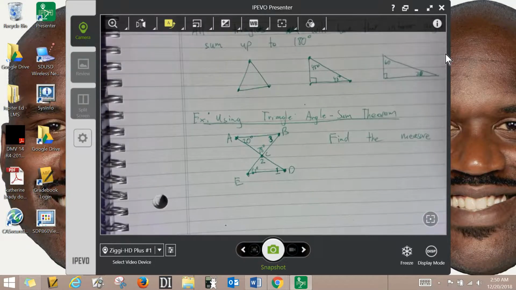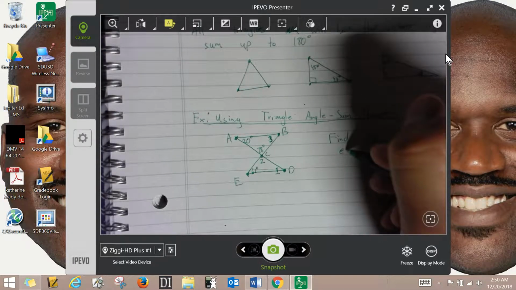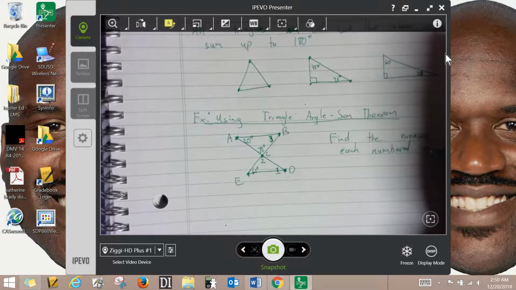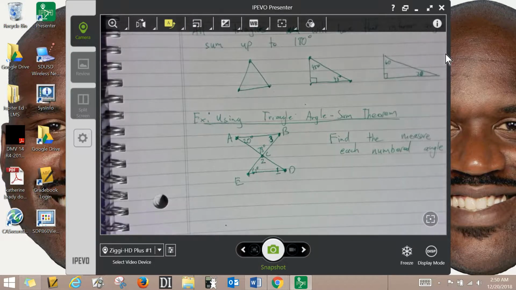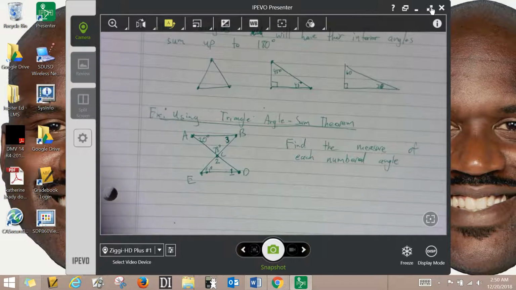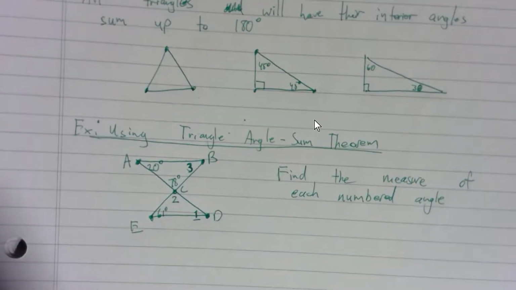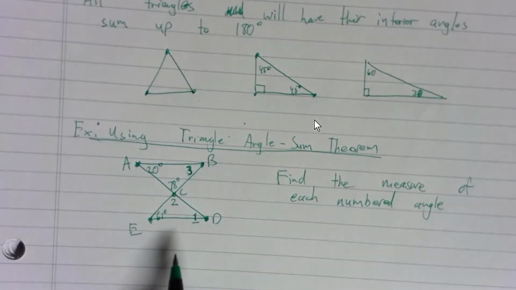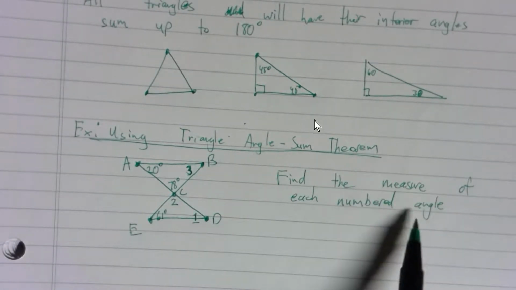Find the measure of each numbered angle. All right, so let's use the triangle angle sum theorem. I think this one's a little bit tougher because right now I'm asking you to find the measure of each numbered angle, meaning 1, 2, or 3.